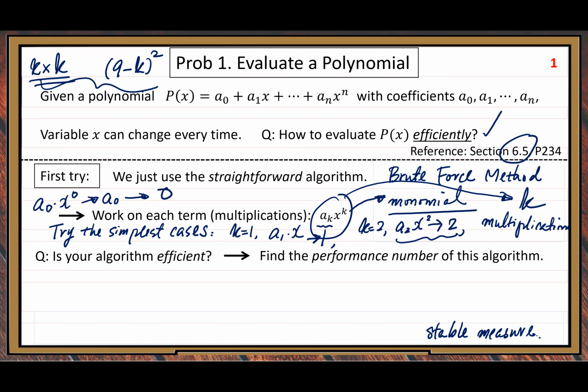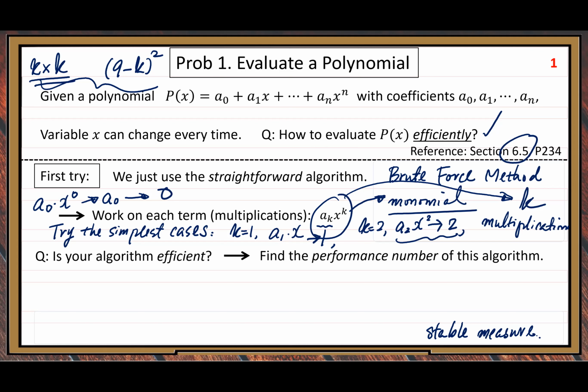But that measure, it's not stable. Why do I say not stable? Because it relies on hardware, computers. When you run your program on different computers, the response time could be different. Think about that. On supercomputers, on some very old computer, the response time could be different. So we treat that measure as not stable.